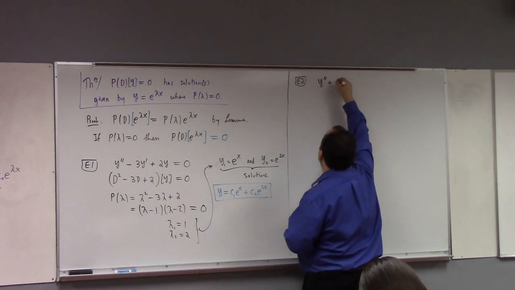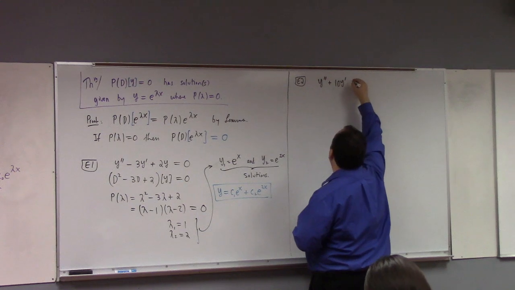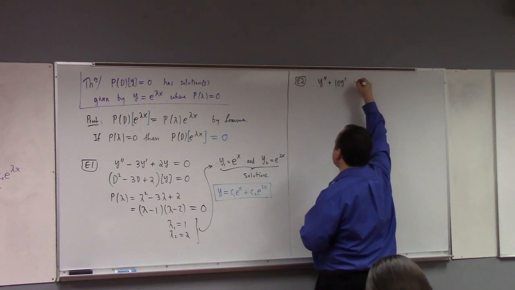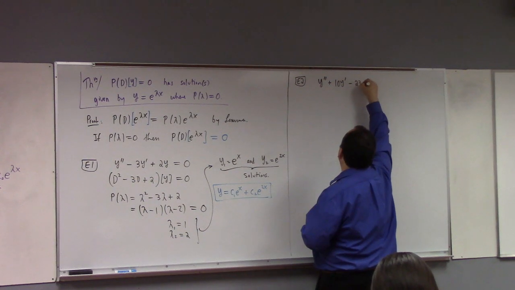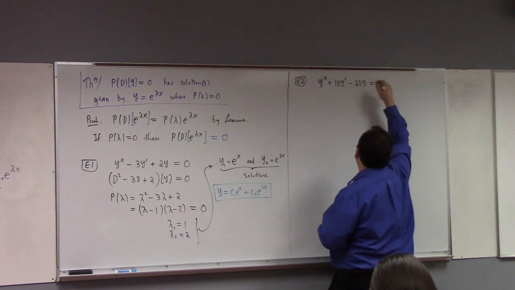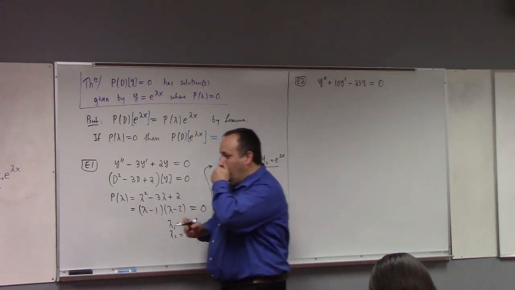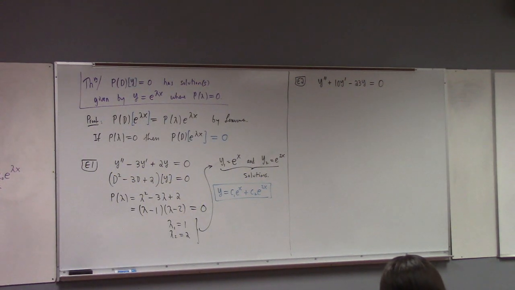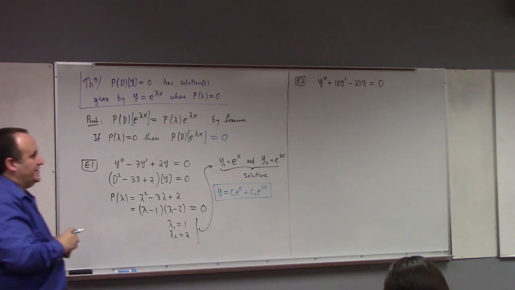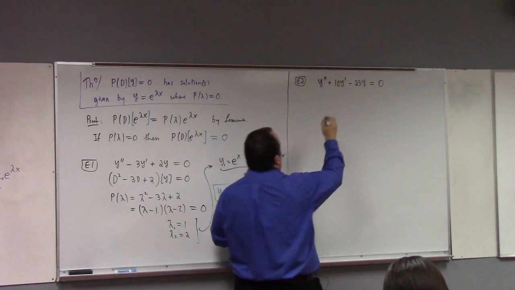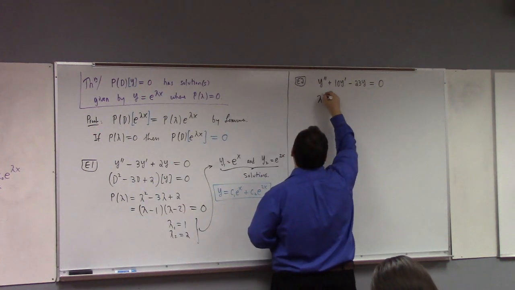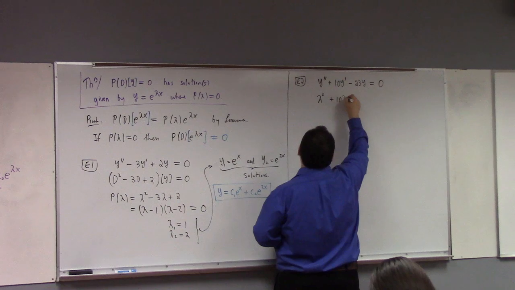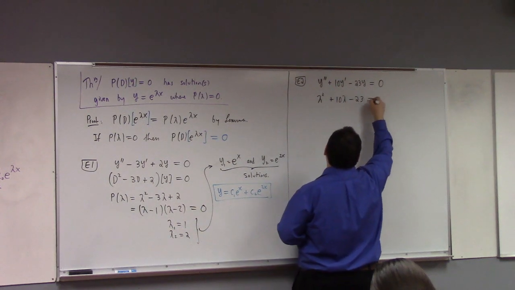Y prime prime plus 10y prime minus 23y equals 0. If you don't mind, I'm going to skip the operator step and go straight to the equation in lambda, right? Because that's really the issue. So we're trying to solve lambda squared plus 10 lambda minus 23 equals 0.